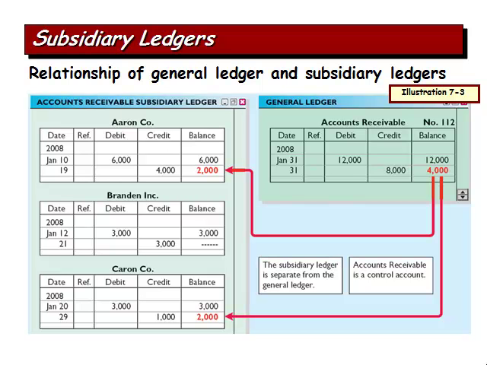So the relationship of a general ledger and subsidiary ledger: you can see here that Aaron Company has a $2,000 balance, Brandon has a 0 balance, Karen Company has a $2,000 balance, so 2 plus 2 gives us 4, and that's the balance in the general ledger. If you total up the individual accounts in the subsidiary ledger, it should agree with the balance in the general ledger.